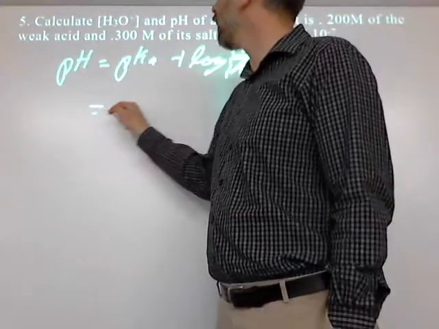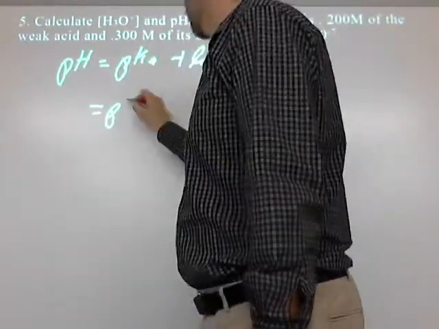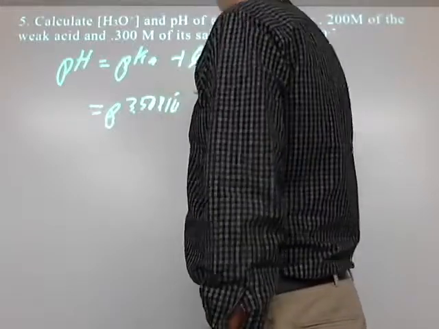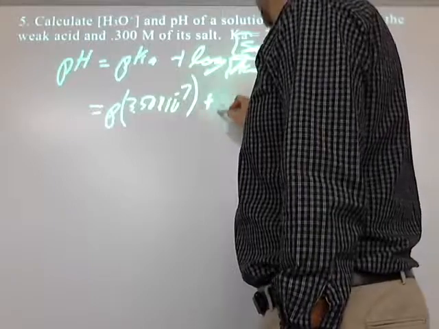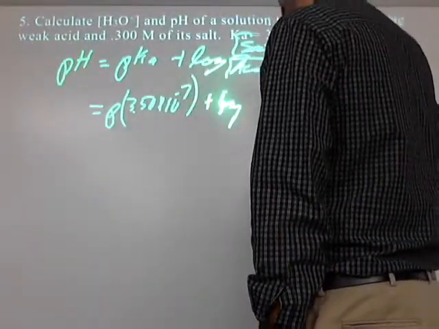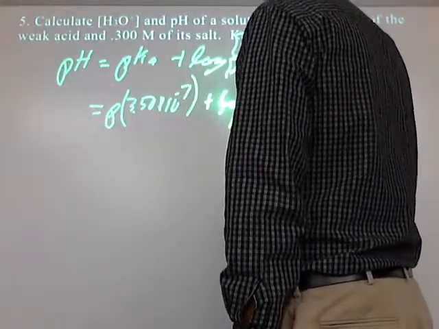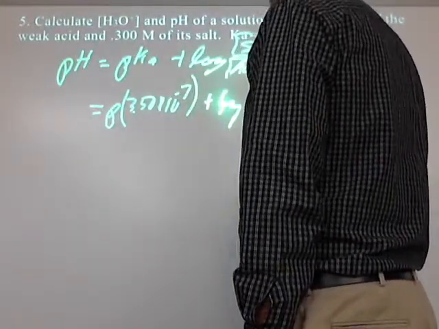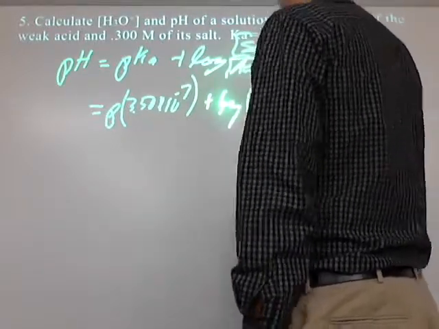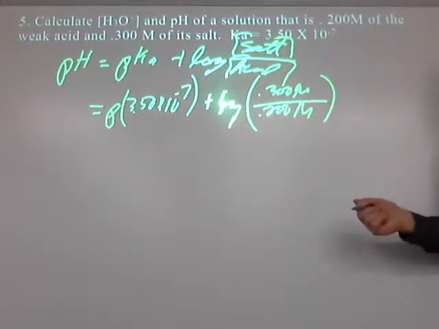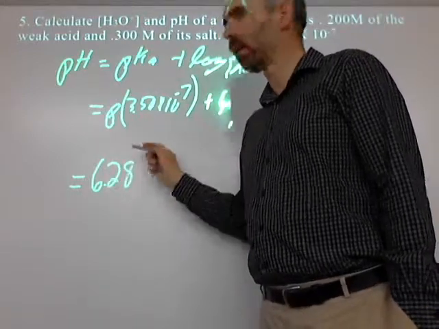If you just do this, all you gotta do is the pKa, the negative log of the Ka, which is 3.50 times 10 to the negative 7th. Show me the work for that. Plus the log of the salt's concentration, which is 0.30 molar, over 0.200 molar. All right, and if you do that, what did you get for your answer there? 6.28. Did anybody not get that?